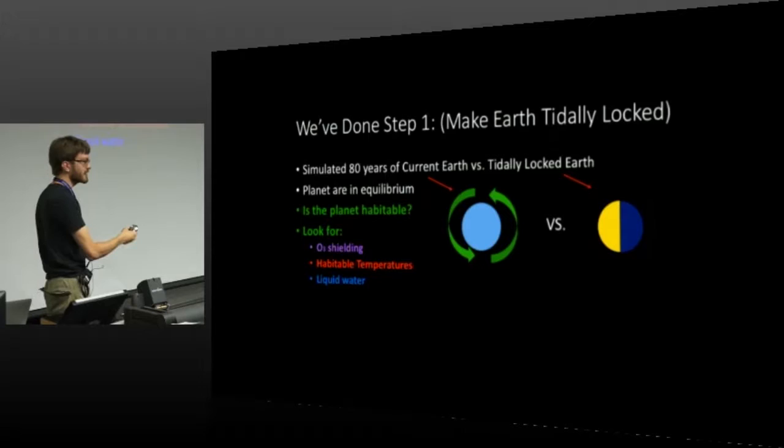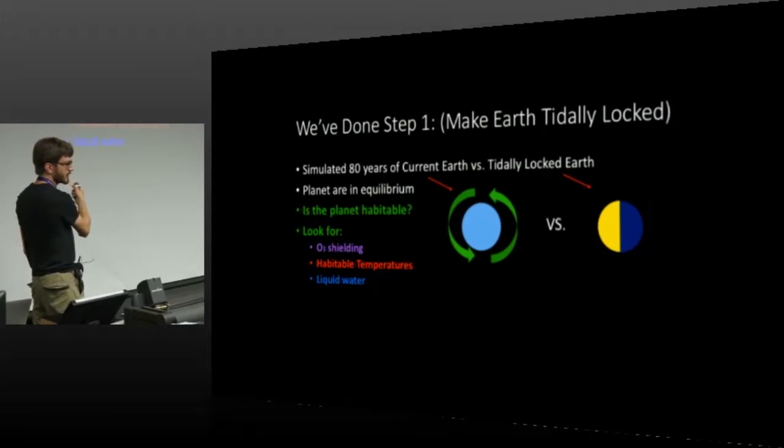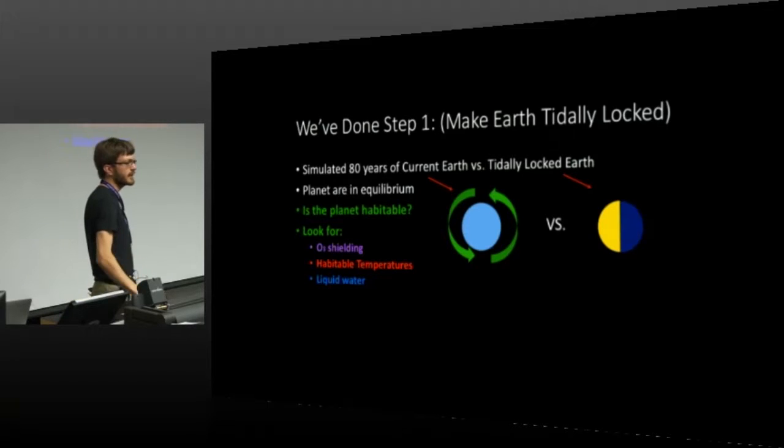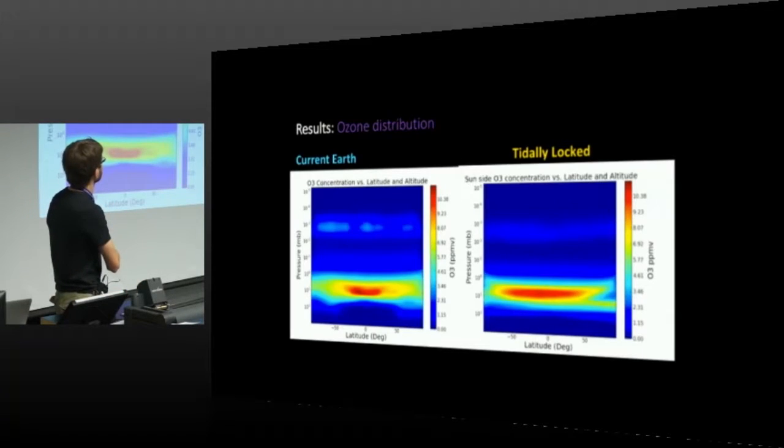To look for this, what we're looking for specifically is adequate ozone shielding, so adequate shielding against harmful UV radiation that might destroy life before it can get off the ground. Habitable temperatures, such that the planet is comfortable at the surface and life can exist, and along with that, the presence of liquid water. So we have results. Our first result: ozone distribution.